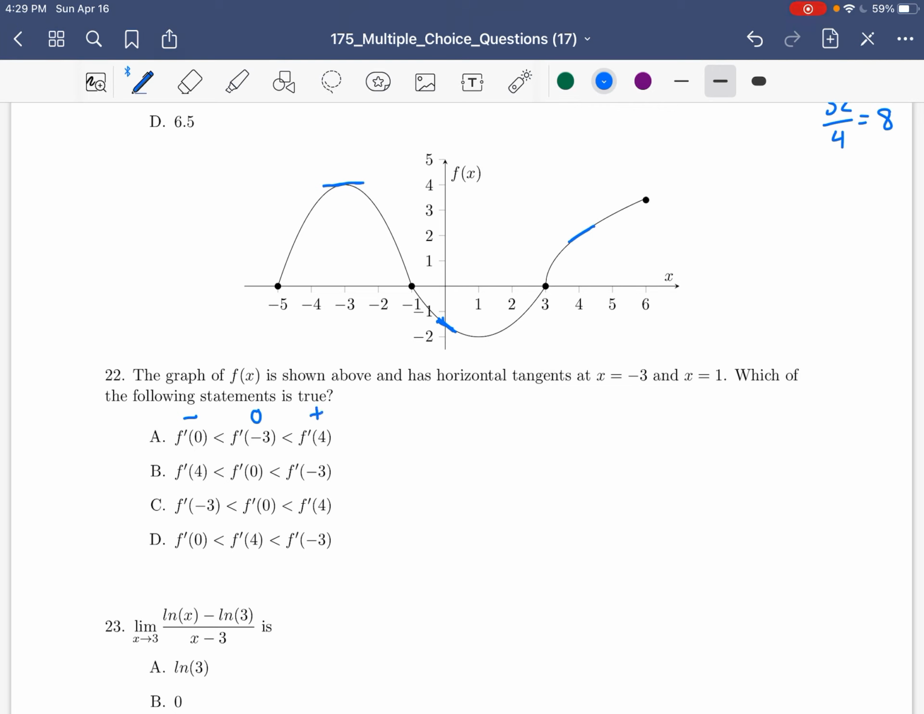So this is actually in the right order. So it's going to be A. If you look to the others, it would be saying that a positive slope is less than a negative slope is less than 0, which we know is not true. Or it would be that 0 is less than a negative is less than a positive. Again, not true. Negative, positive, 0. Not true. So A is the only one in the correct order.